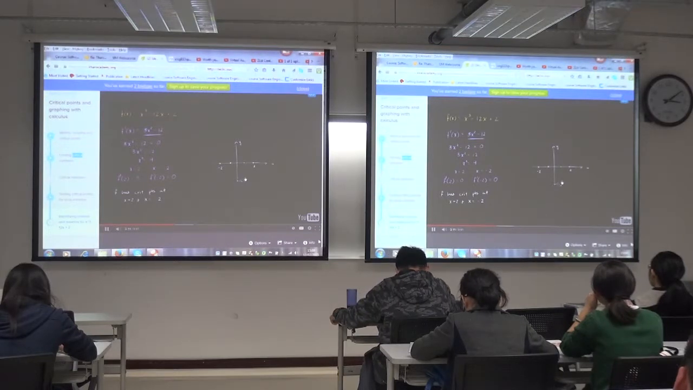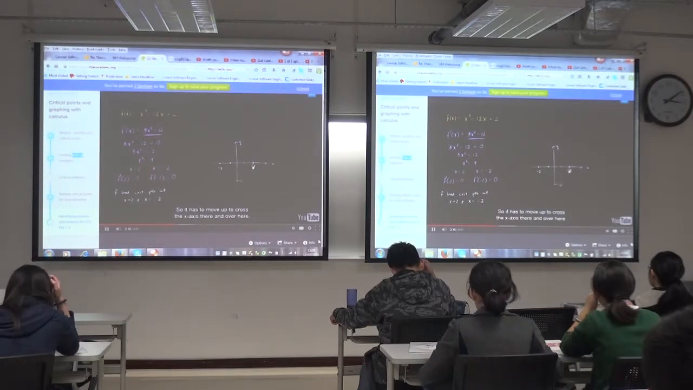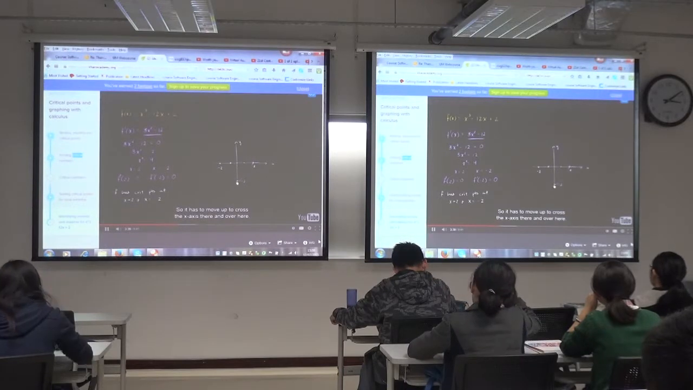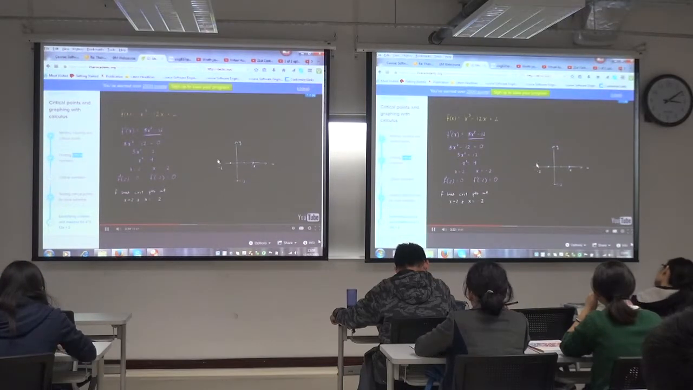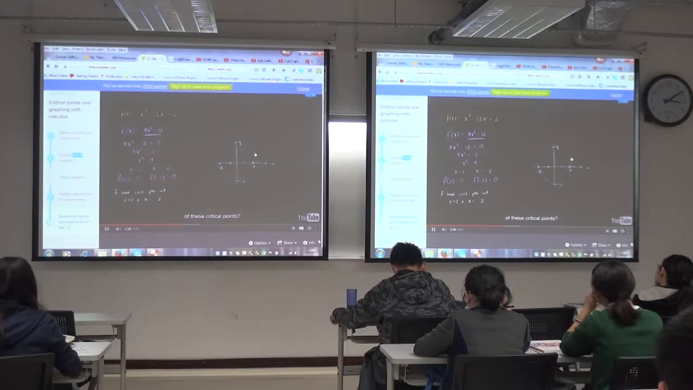It will look something like this. These are obviously the zeros of our derivative, so it has to move up to cross the x-axis there, and over here, and over here. So what is the derivative doing at each of these critical points?